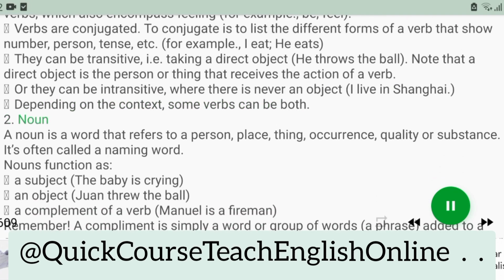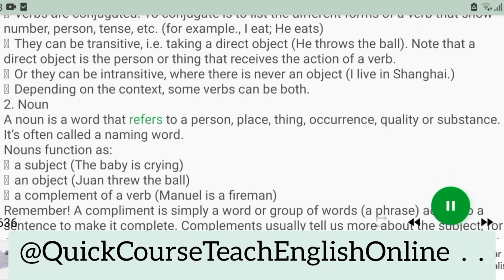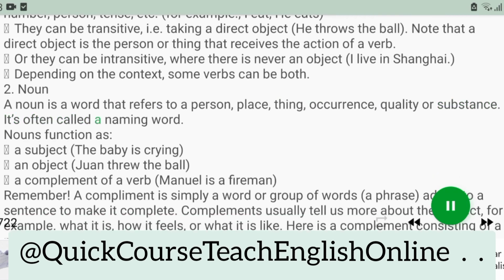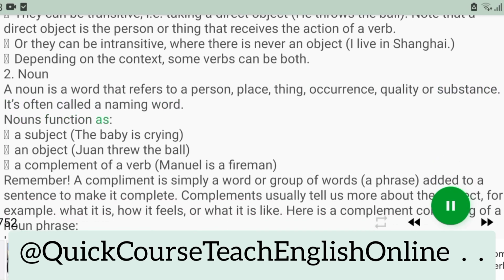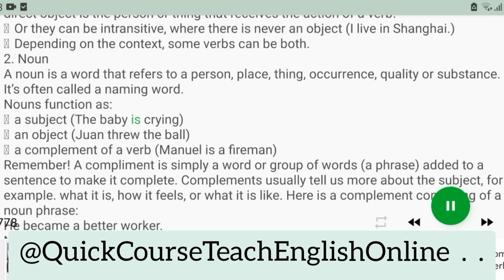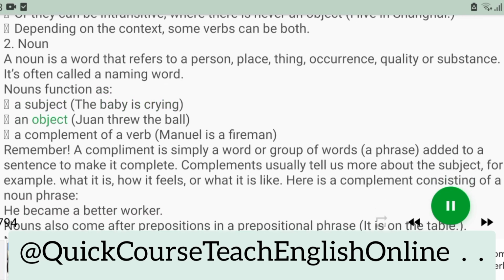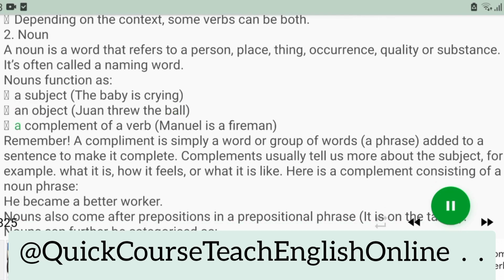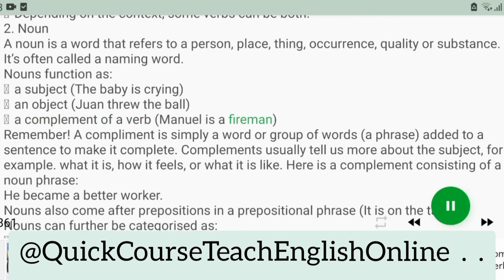2. Noun. A noun is a word that refers to a person, place, thing, occurrence, quality or substance. It's often called a naming word. Nouns function as a subject, the baby is crying. An object, Juan threw the ball. A complement of a verb, Manuel is a fireman.